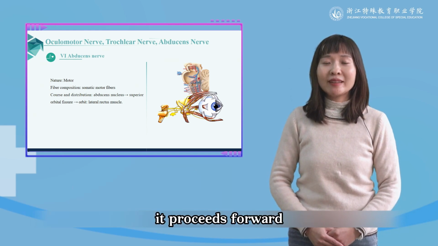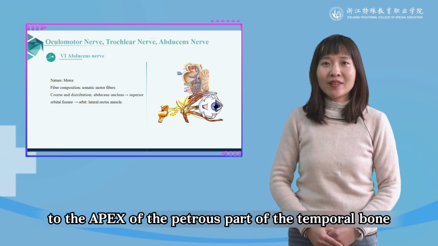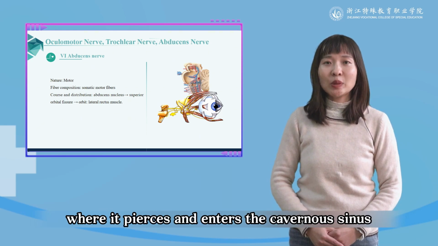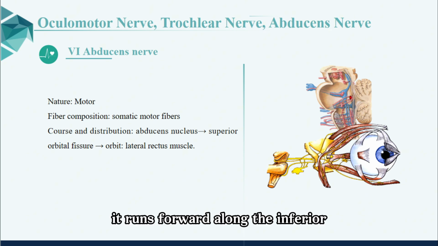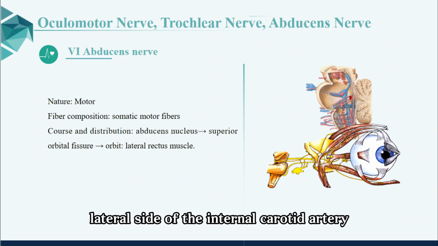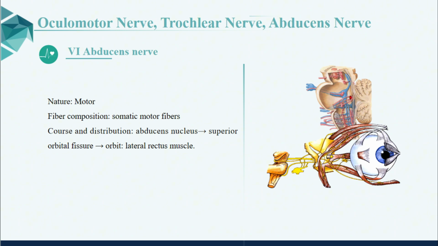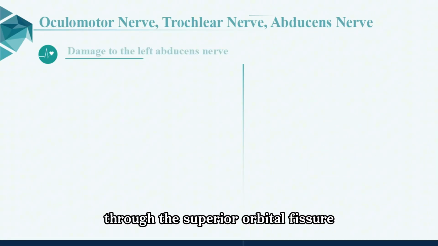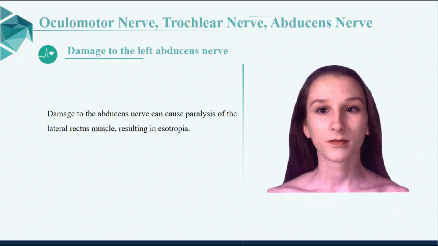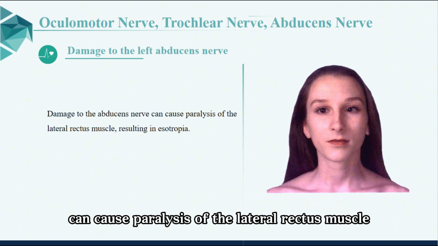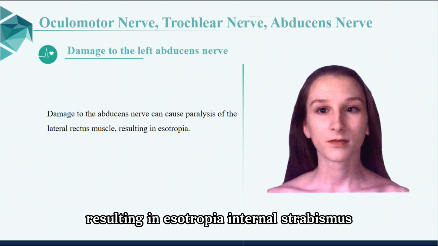It proceeds forward to the apex of the petrous part of the temporal bone, where it pierces and enters the cavernous sinus. Within the sinus, it runs forward along the infralateral side of the internal carotid artery. It enters the orbit through the superior orbital fissure and distributes to the lateral rectus muscle. Injury to the abducens nerve can cause paralysis of the lateral rectus muscle, resulting in esotropia, internal strabismus.